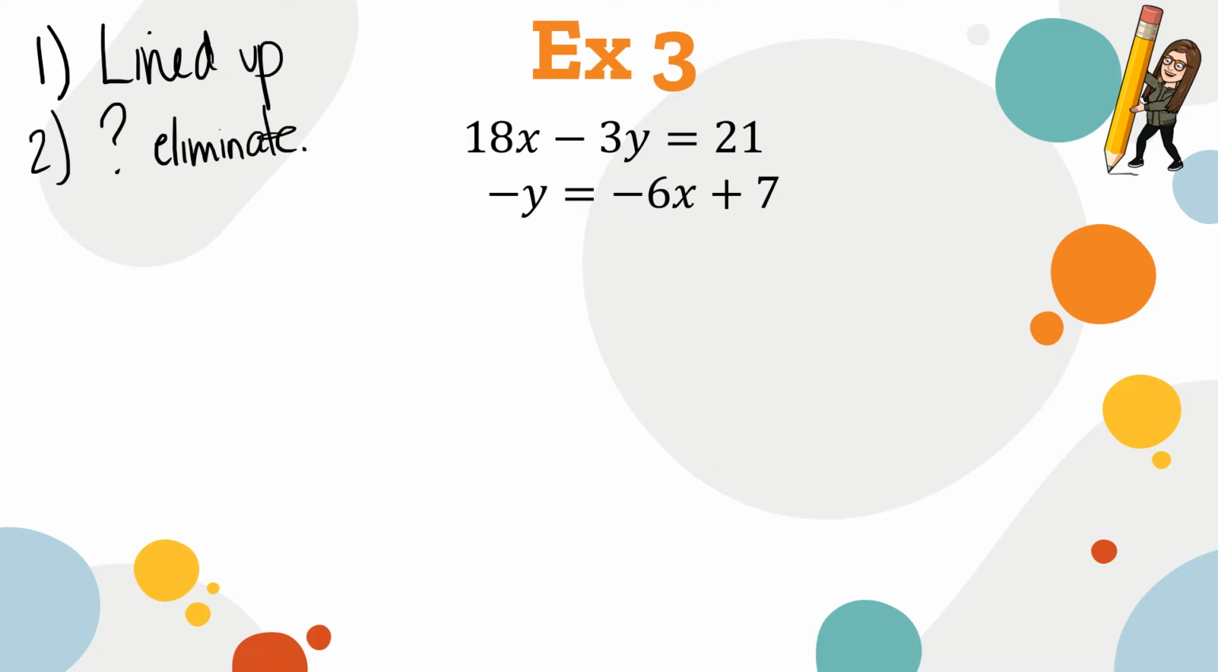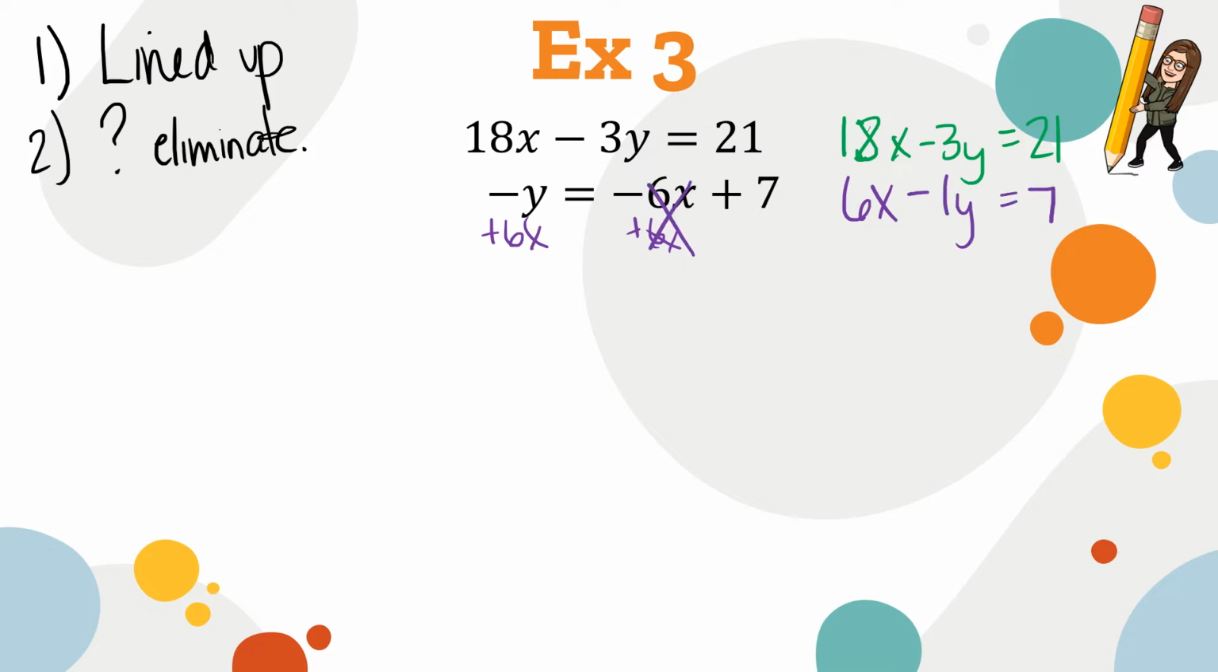So first of all, I need to rearrange. I need things to be lined up. So I'm going to rewrite this first one as is because it's already in that neat little standard form, right? But the second equation, I'm going to add 6x over. Because if I do that, now I have 6x minus 1y equals 7. All right, they're lined up. Check. Next, I need something to eliminate.